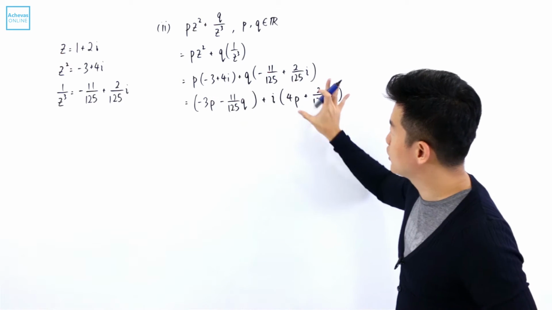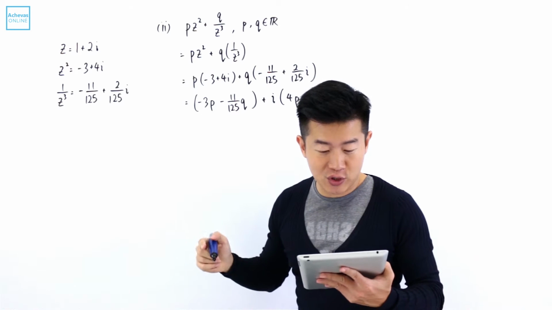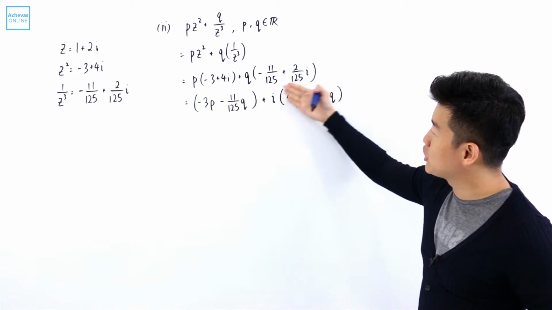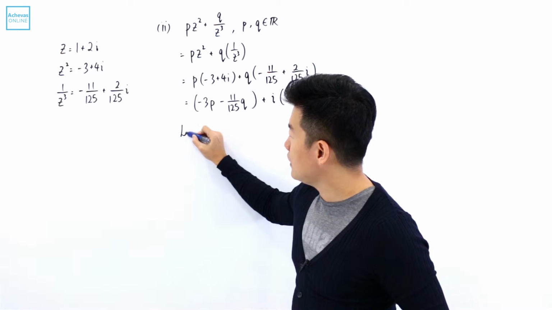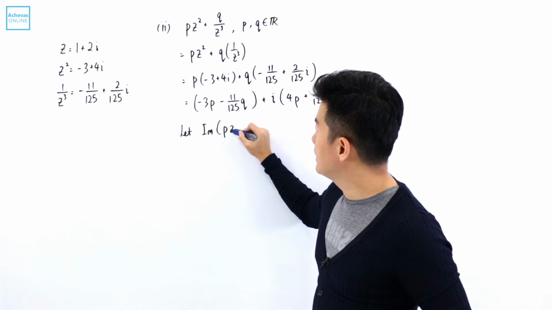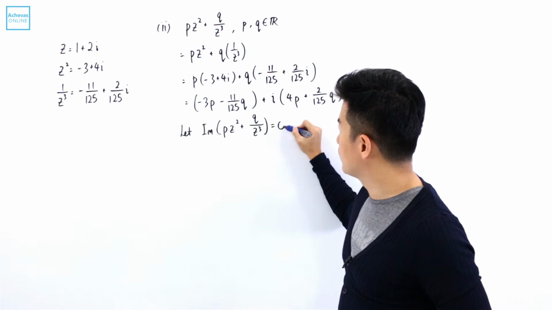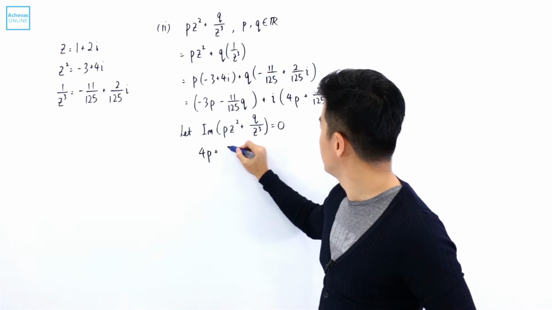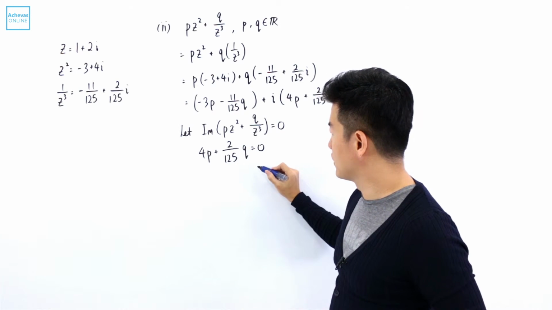Now this is the real portion and this is the imaginary portion, and what the question says is that this expression over here is entirely real, it is purely real, which means that this imaginary portion is going to be equal to 0. So I'm going to let the imaginary portion of pz squared plus q over z to the power of 3 be equal to 0. The imaginary portion is this, so it is going to be 4p plus 2 over 125q. This is equal to 0.